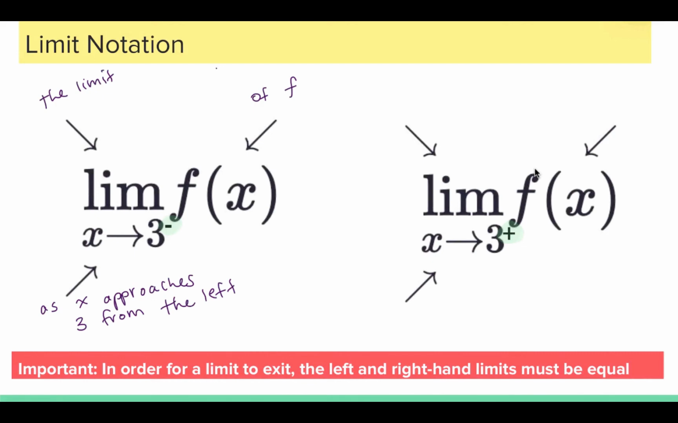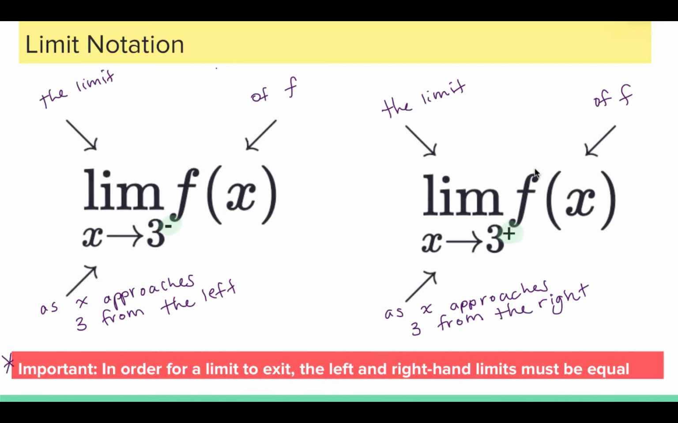And then here, this notation means the limit. I'll do it in the other order this time. The limit as x approaches 3 from the right, of f. The plus sign means numbers bigger than 3, so that means approaching from the right. Notice that I said them in a different order. I will continue to do that throughout this course. You can say it in whichever order you prefer. Okay? And then at the bottom there is this important note.